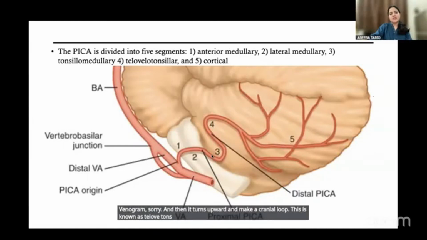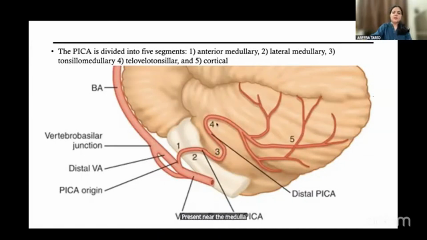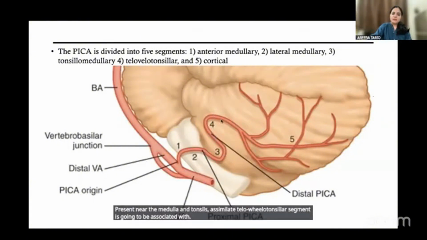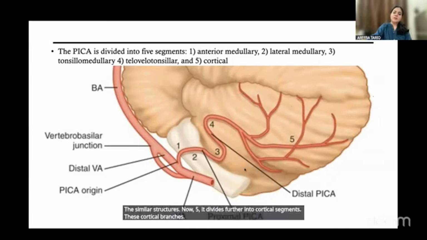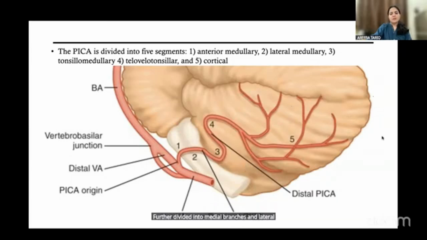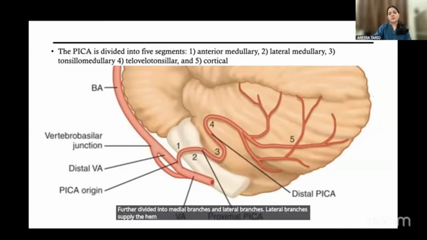As the name suggests, the tonsillomedullary segment is present near the medulla and tonsils. Similarly, the telovelotonsillar segment is associated with similar structures. Now, segment 5: it divides further into cortical segments. These cortical branches are further divided into medial branches and lateral branches. Lateral branches supply the hemispheres and medial branches supply the vermis.